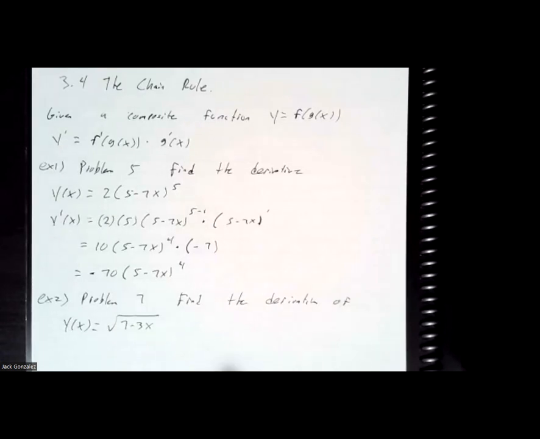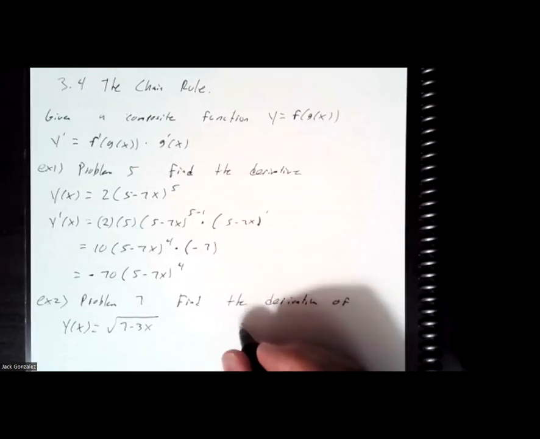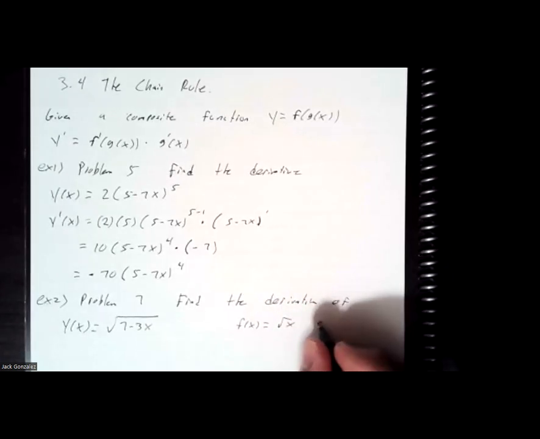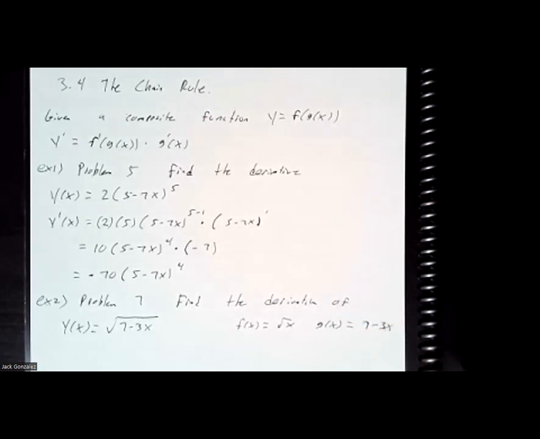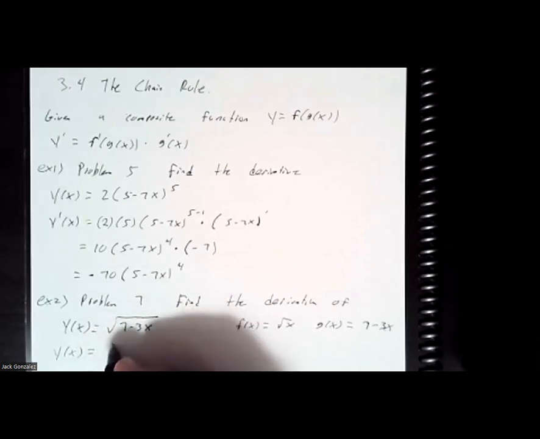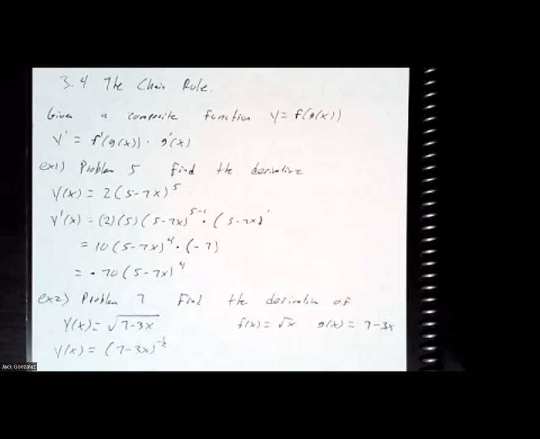So the outer function is a square root, right? Yep. So we can say that f is technically this, inner is technically this, right? Yeah. It would help to write this as a power instead of a root. So now do the derivative.